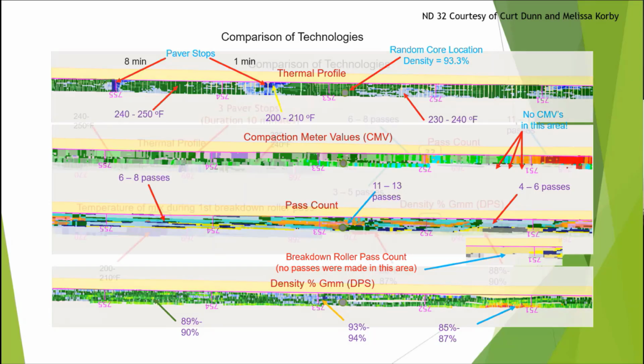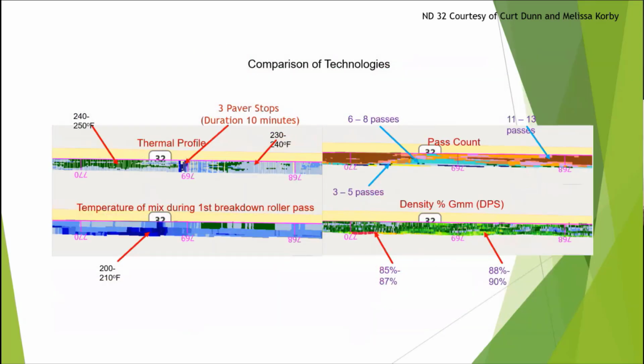So I won't spend much more time on that, but you can see in this one on the far left, and again, these are Kurt's, comparing the same location, pass count, temperature, mix. And this is from the intelligent compaction. This is from the temperature the knockdown roller's measuring in the lower left. And then you can see in this case, the three paver stops and what's happening. And then the DPS is in the lower right. Well, you see that variability there, right?